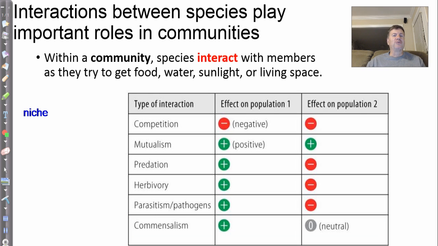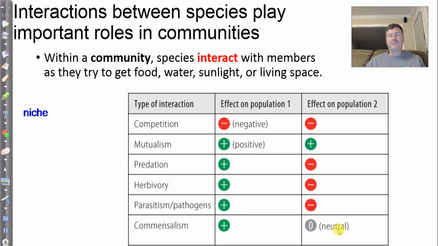Probably the strangest one, the one you may not have heard of, is commensalism, where one species clearly benefits and the other one is not really hurt at all, not really helped at all. Let me give you an example of this before we look at the other ones. If you consider the birds building a nest in a tree, okay, the birds benefit. They are sheltered, they are protected, they get to live in a high area away from ground predators. So the birds have a benefit. They are population one, they are receiving a benefit.